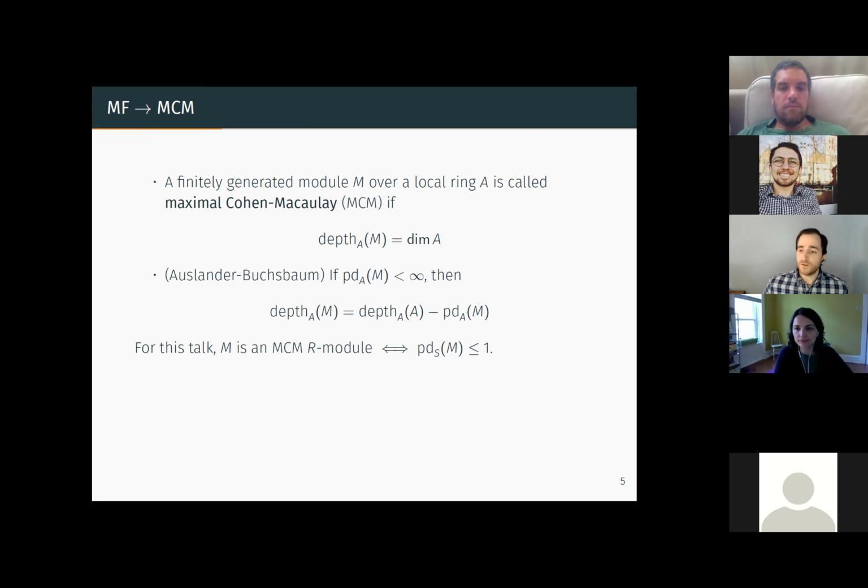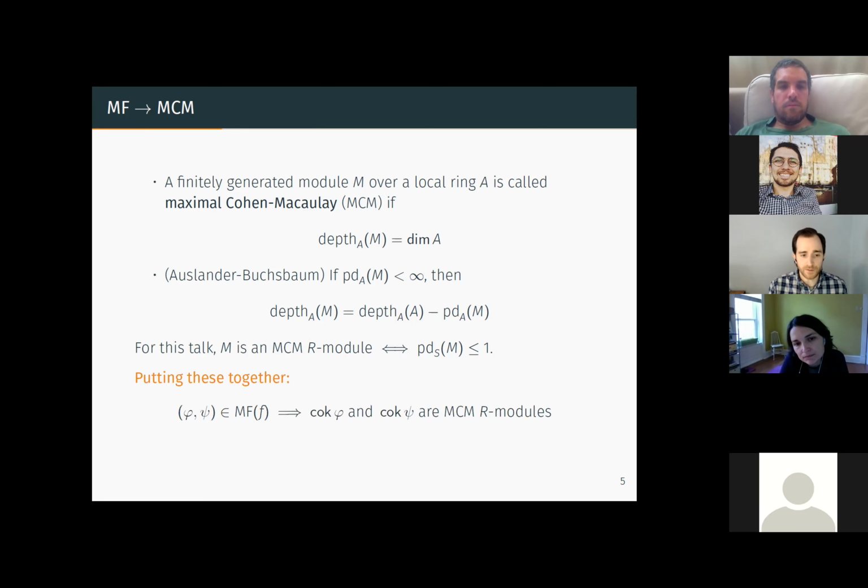So if you think back to the previous slide, there was this short exact sequence with phi, and then going on to the cokernel of phi. And so M that we displayed above precisely has projective dimension 1. And so what happens when you put these together is that when you have a matrix factorization, the cokernels both have projective dimension 1. In other words, they are maximal Cohen-Macaulay R modules.